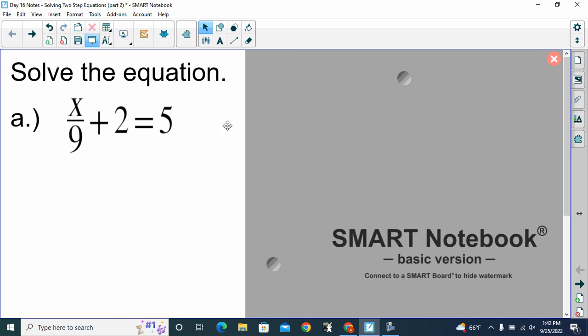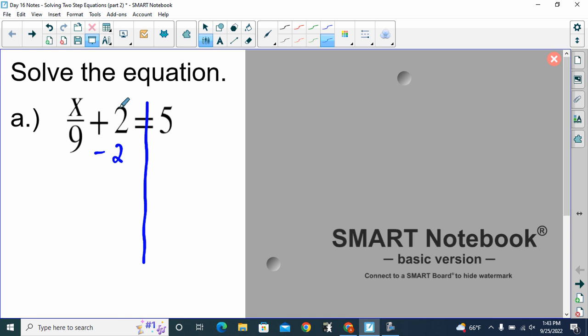We have x divided by 9 plus 2 is equal to 5. So notice the two operations that we're dealing with here are division and addition. X is first being divided by 9 and then plus 2. So we need to undo that plus 2 first. So we're going to start by subtracting 2 from the left side of the equation to cancel out that plus 2. If I subtract 2 on the left side, I need to subtract 2 on the right side as well.